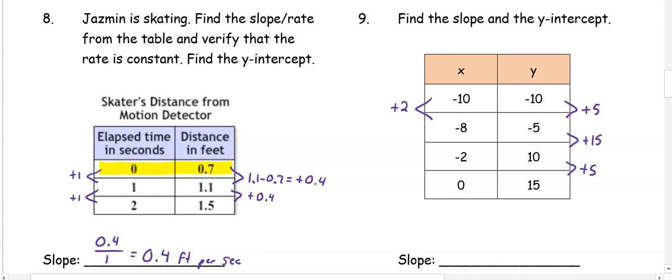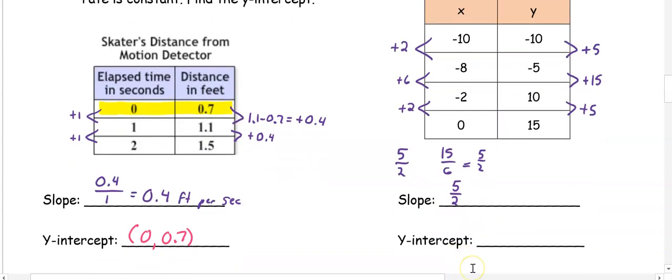From -8 to -2, we added 6. And from -2 to 0, we added 2. So in this case, we have two different numbers. We have 5 over 2, which we can't reduce at all. And then we have 15 over 6. We want to make sure it's the same slope. So if I reduce 15 over 6, I can divide both numbers by 3 and I get 5 over 2. So my slope, no matter which set I use, is going to be 5 over 2.